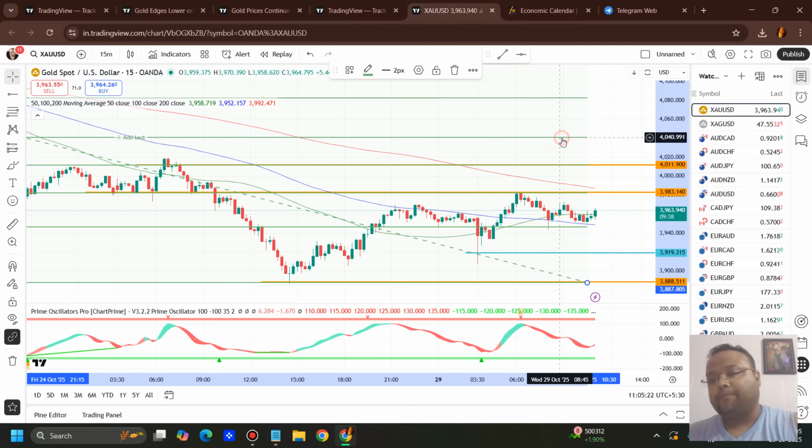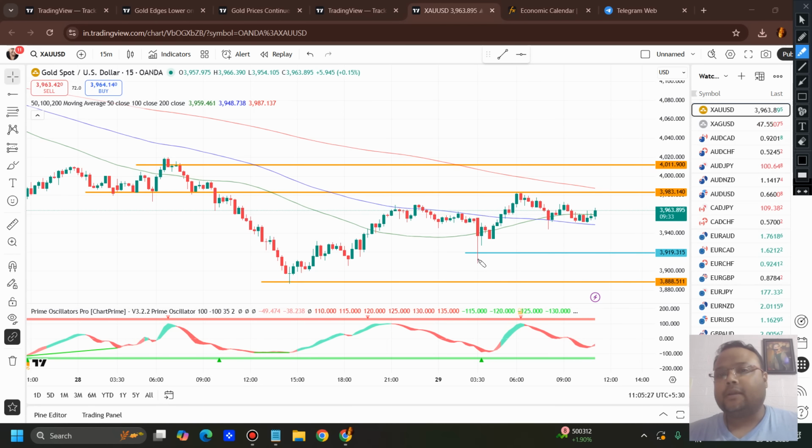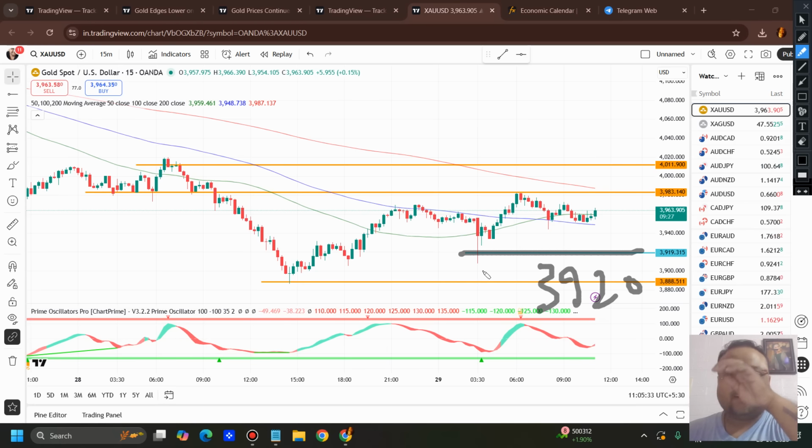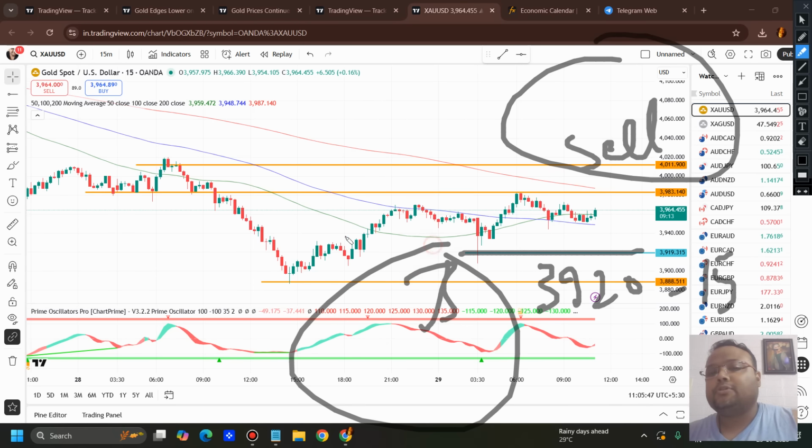As a day trader, it can give us an opportunity. The second opportunity, where we can look for a buy, the opposite, is around 3920, because the market has taken support around this area previously. So around 3920, 3915, as a day trader, we can look for a buy position if the market comes down. So this is a sell position around 4012, 4013, and here we have a buy opportunity.